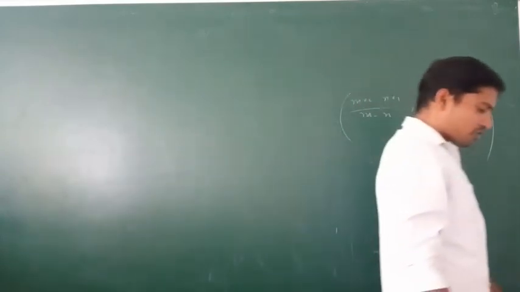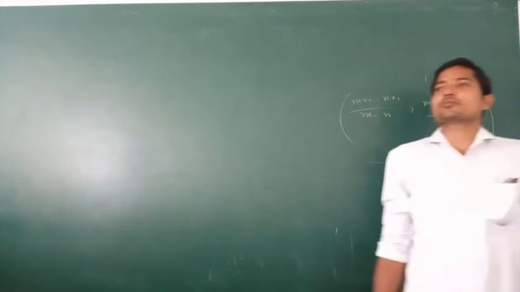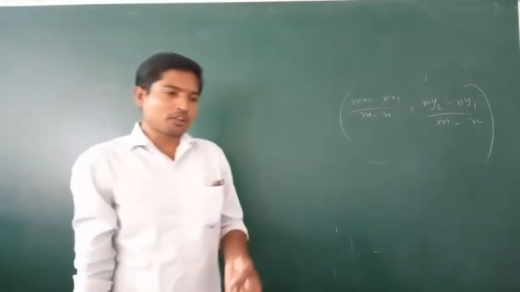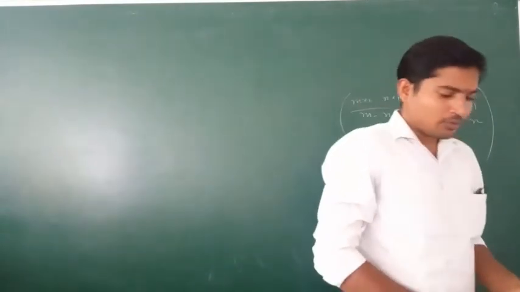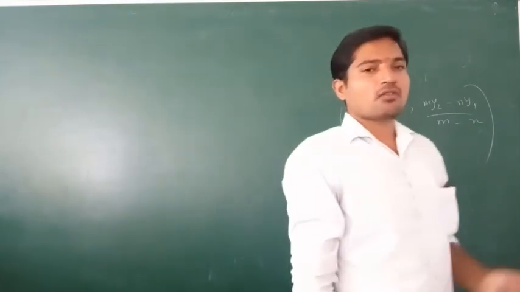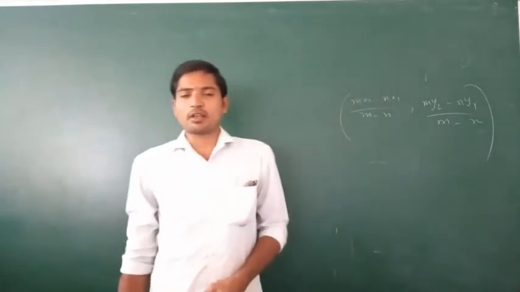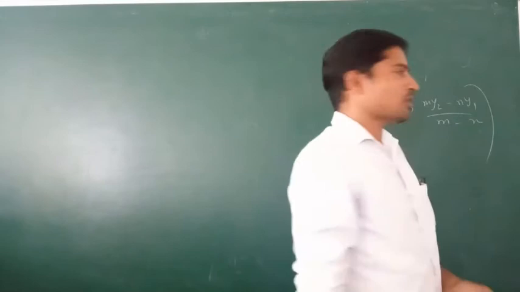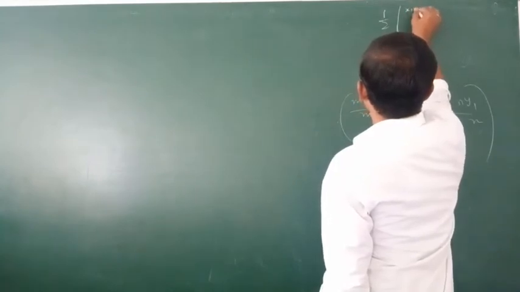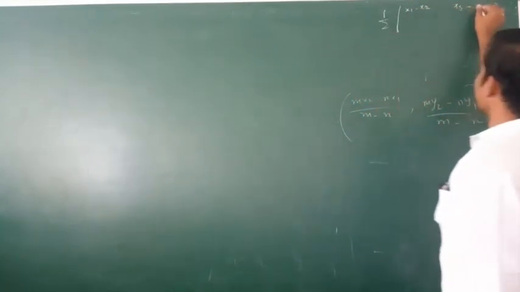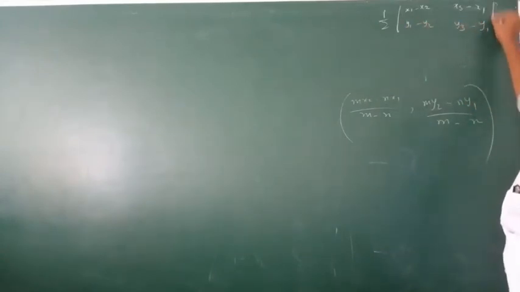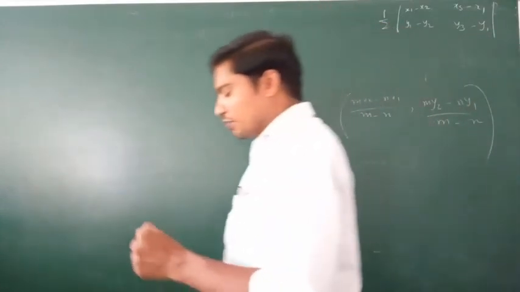And area of a triangle. Area of a triangle equal to half modulus of sigma x1 (y2 minus y3), or half modulus of determinant (x1 minus x2, x1 minus x3; y1 minus y2, y1 minus y3), otherwise half modulus of determinant (x1 minus x2, x3 minus x1; y1 minus y2, y3 minus y1). These are the formulae we learnt up to now.